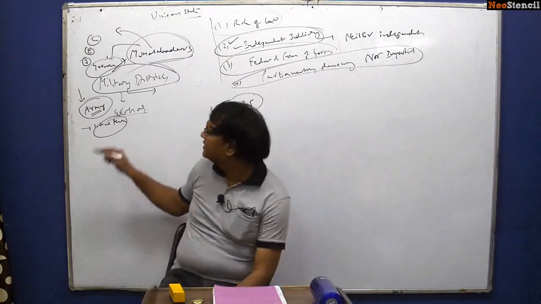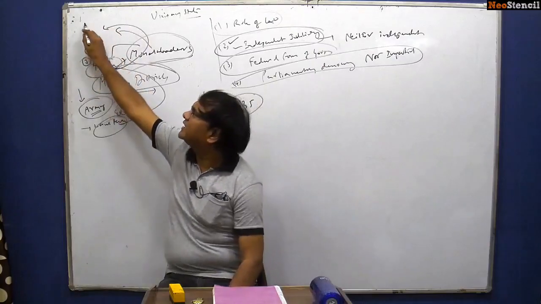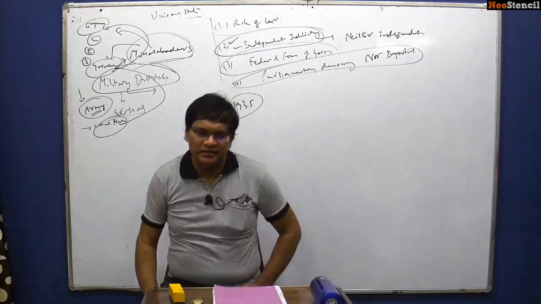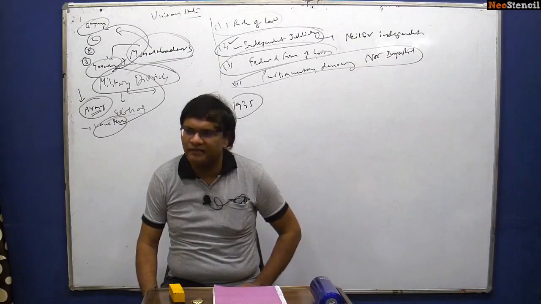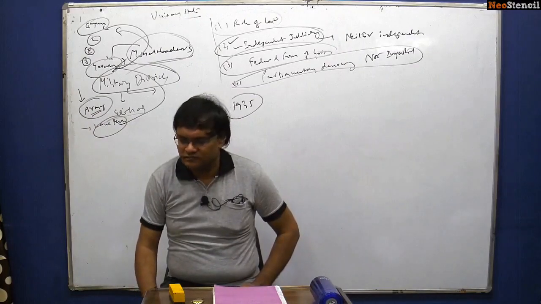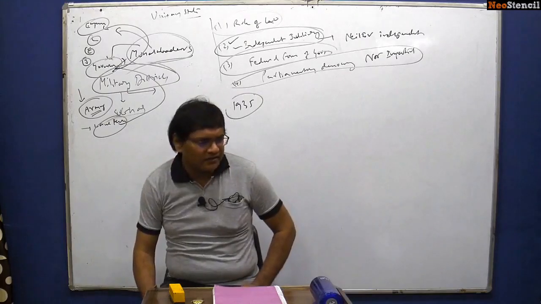The rest of the money would be sent to the governor, and the governor would send it back to the emperor. That is the administrative and financial arrangement during the Mughal times.